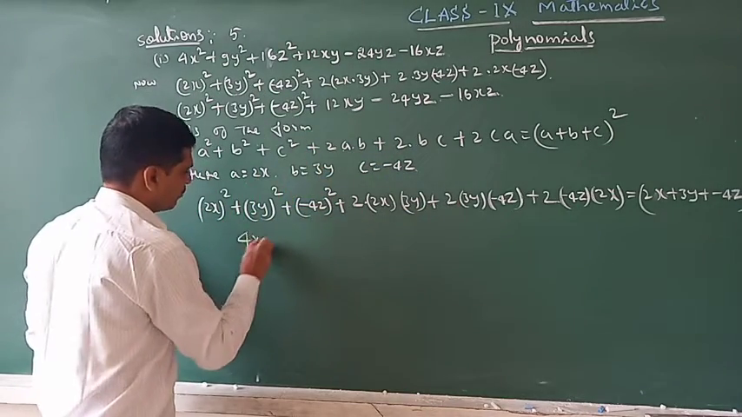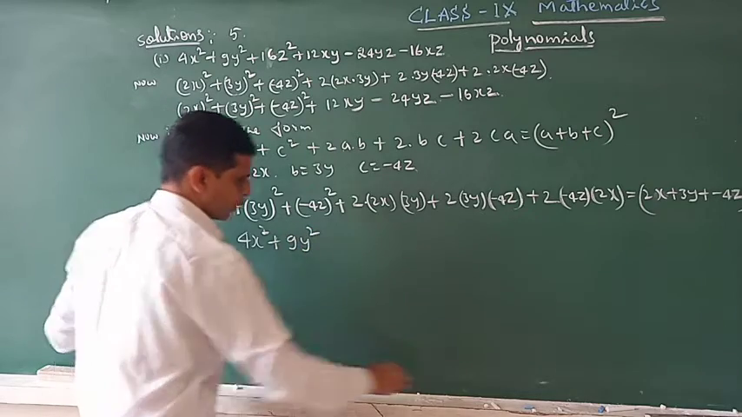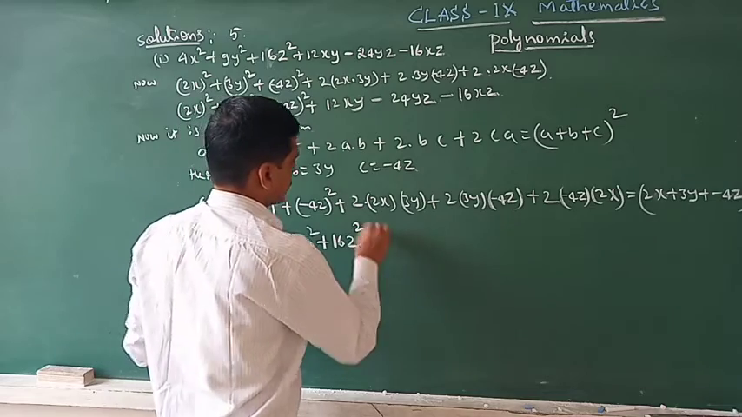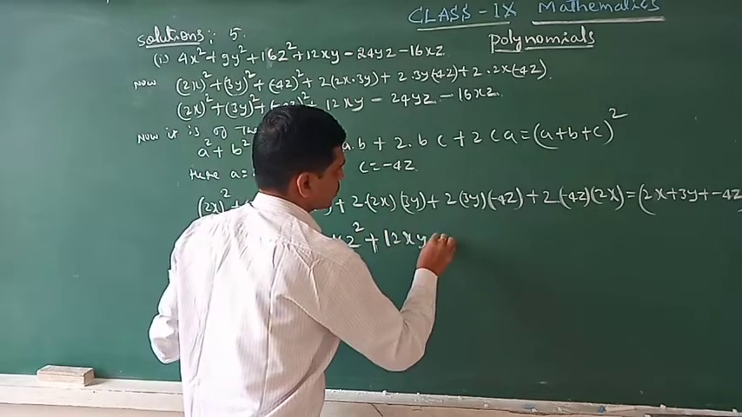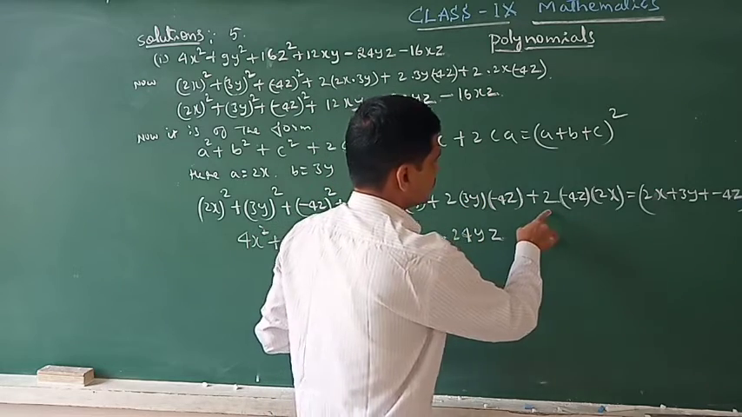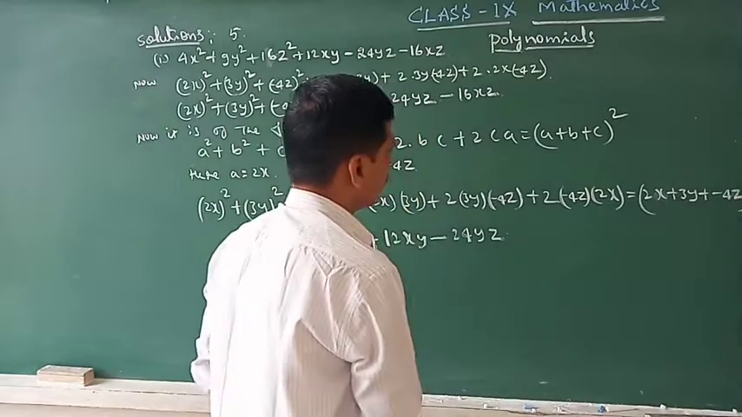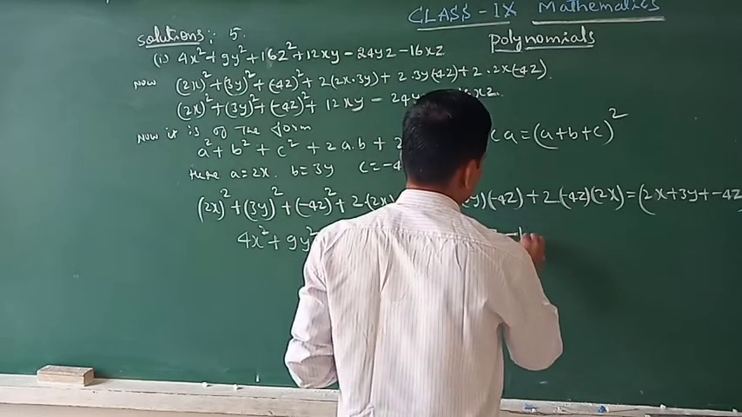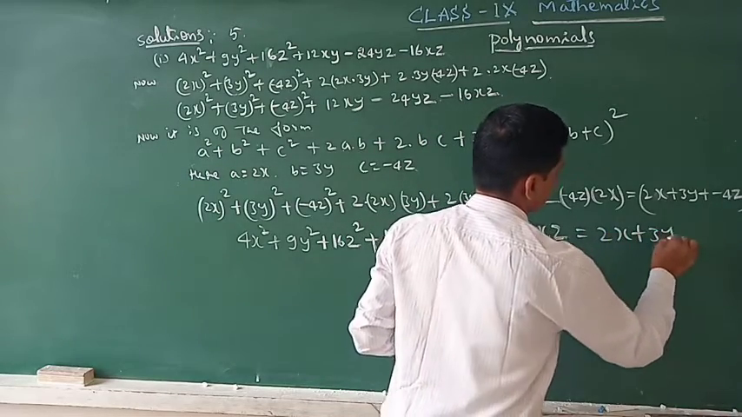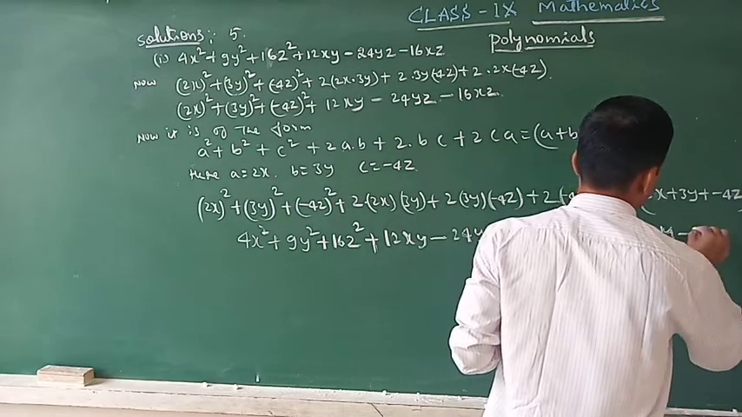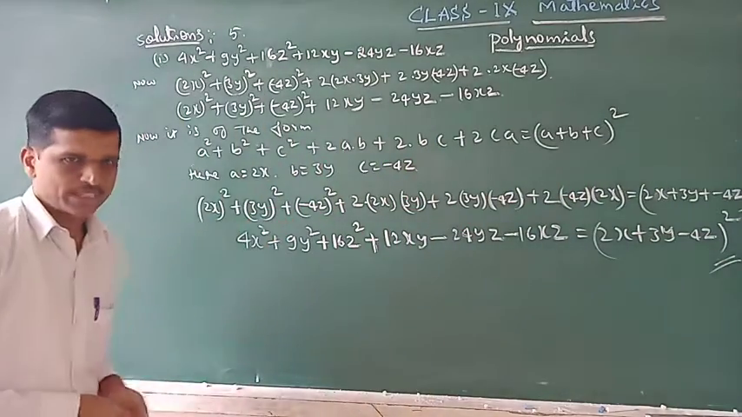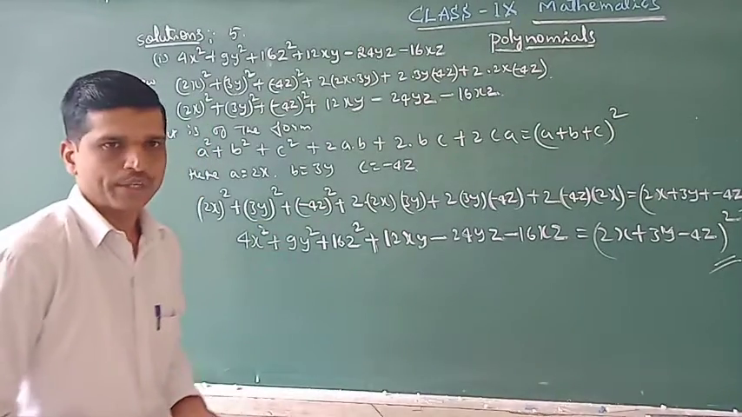2x square, means again I have to write 4x square plus 9y square plus 16z square, plus 2 2s are 4, 4 3s are 12, xy. Minus 2 3s are 6, 6 4s are 24, yz. Here minus, 4 2s are 8, 2s are 16, 16xz. Right. So therefore your expression comes 2x plus 3y minus 4z whole square. So this is your required expression. Henceforth you can solve by this method.